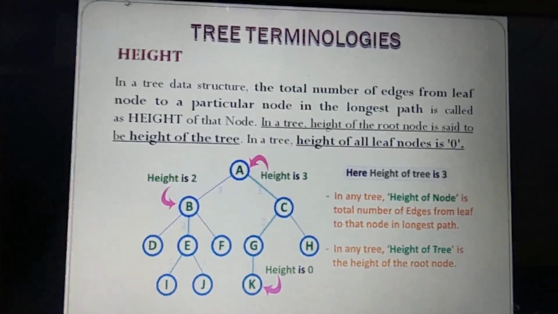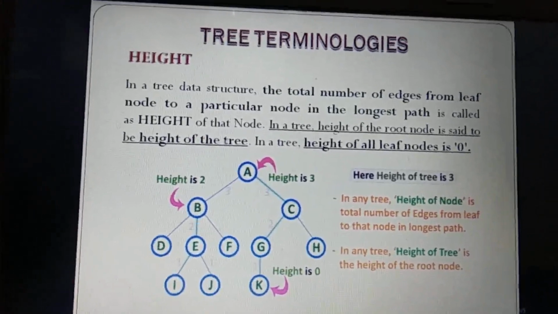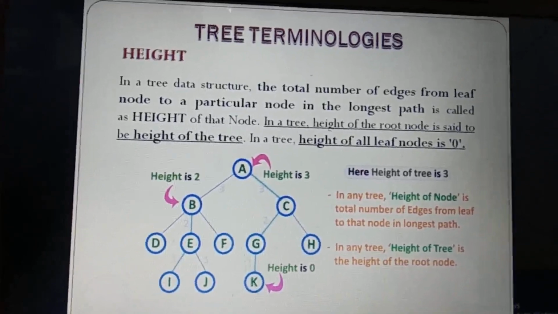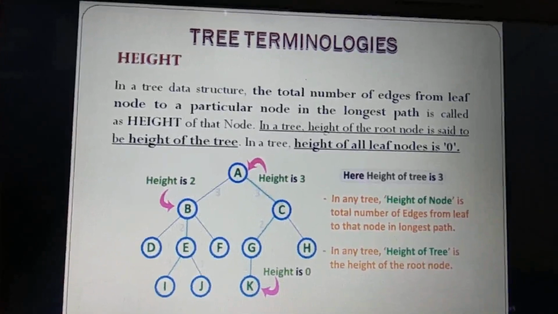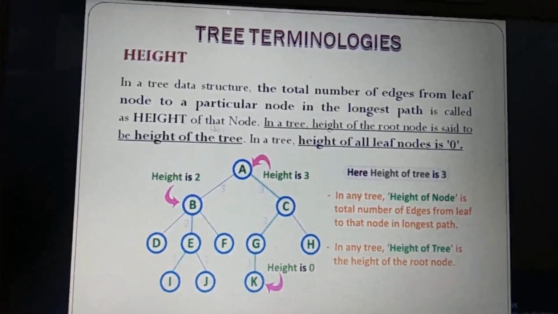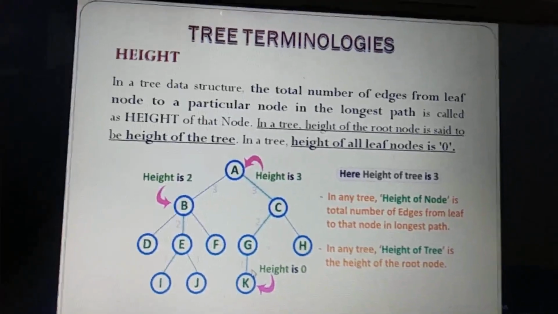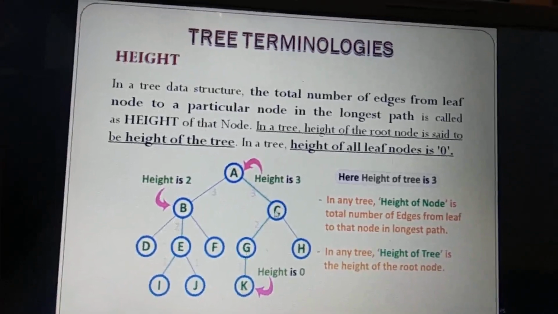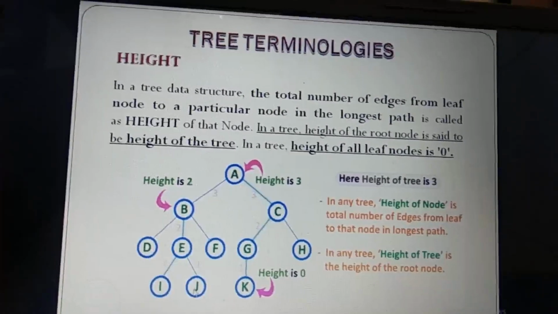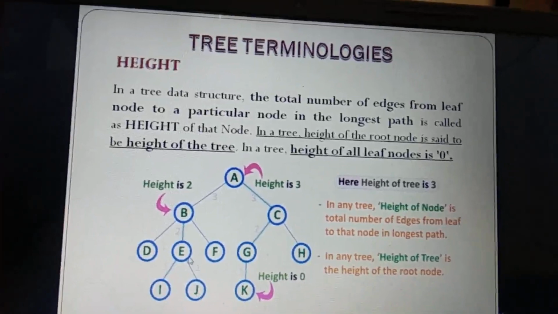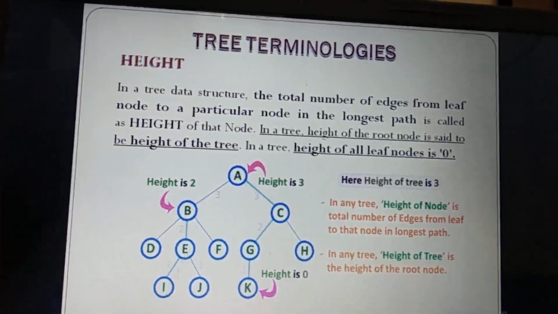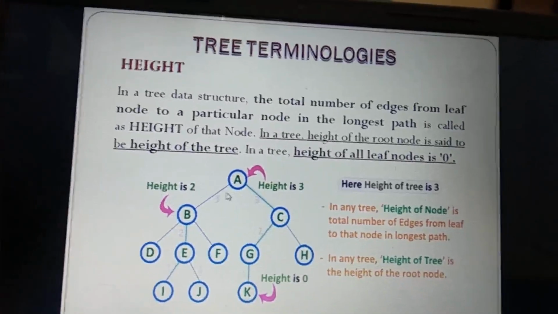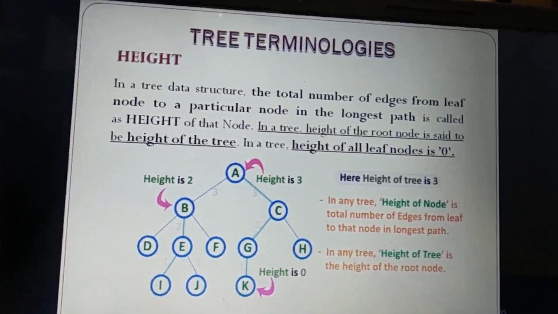In a tree data structure, the total number of edges from a leaf node to a particular node, from bottom to top, in the longest path is called the height of that node. In this example, the height of the root node is 3. From K to G, G to C, C to A, it is the longest path. Similarly, from J to E, E to B, B to A, or I to E, E to B, B to A, the maximum length is 3. So, it is the height of this tree.